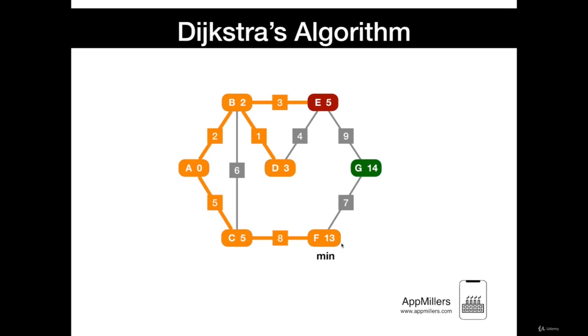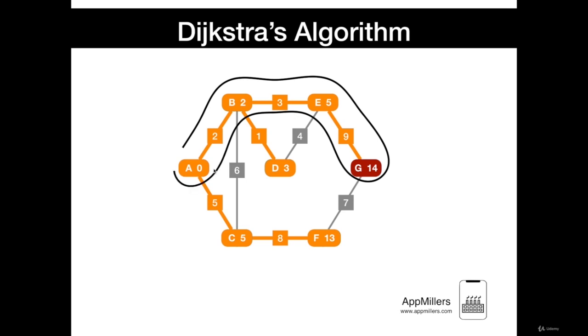From F to G, the cost is 13 plus 7, which is equal to 20, which is greater than 14. And this means that the path from E to G is better than the path from F to G. And finally, we reach our goal, and the best way is A, B, E, G with a cost of 14. And as you can see, Dijkstra's algorithm efficiently searches for the shortest path by deciding which point to choose next.